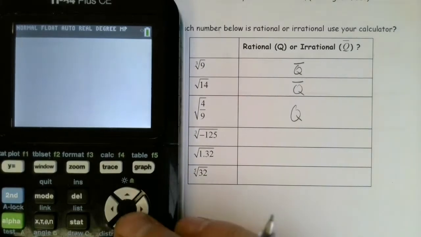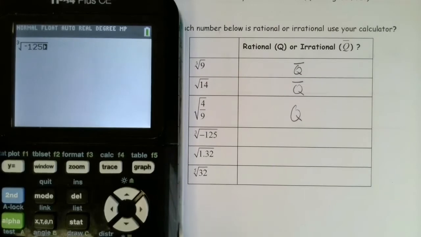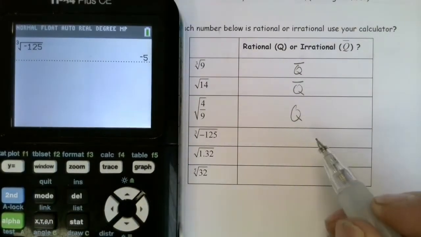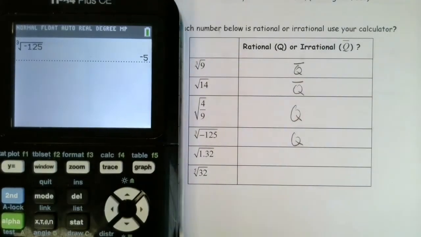The cube root. So math, cube root of negative 125, press enter. Oh, and I get negative 5. Okay, that is actually an integer, which makes it, by default, rational.